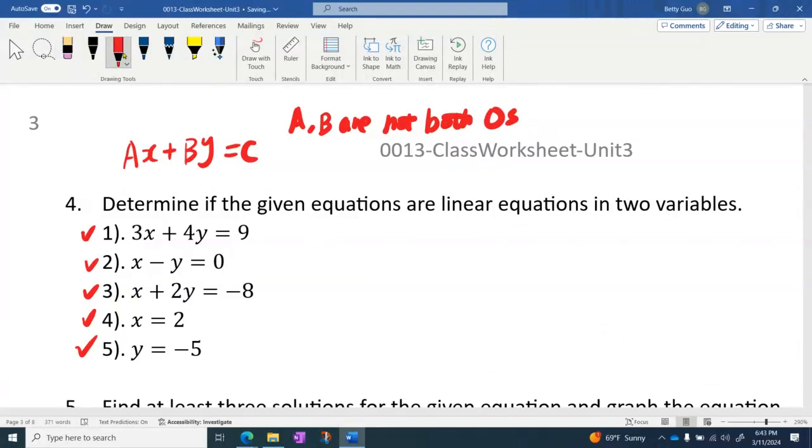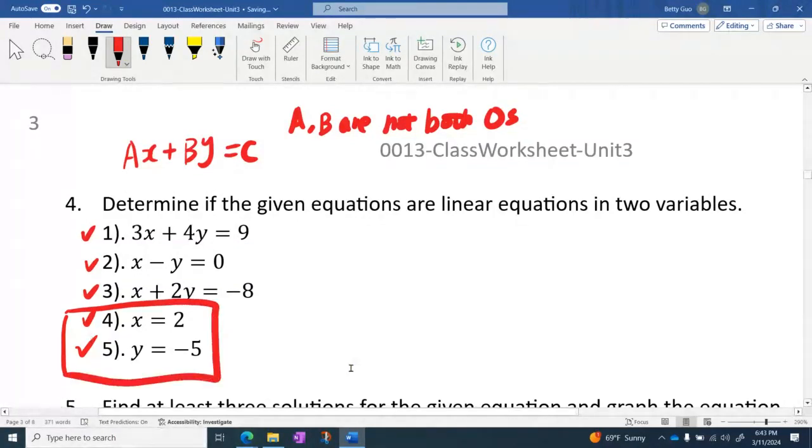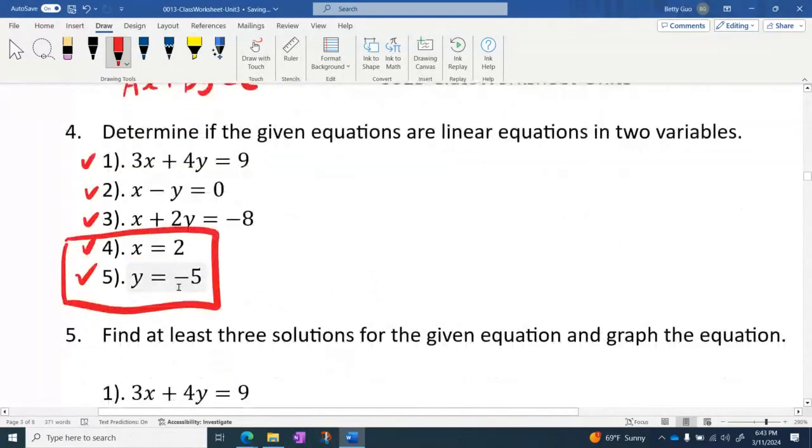Okay, let me box it. Tomorrow and on Wednesday when I see you, don't forget: this type of equation is also a linear equation in two variables. They are missing one variable because the coefficient of that missing variable is 0.